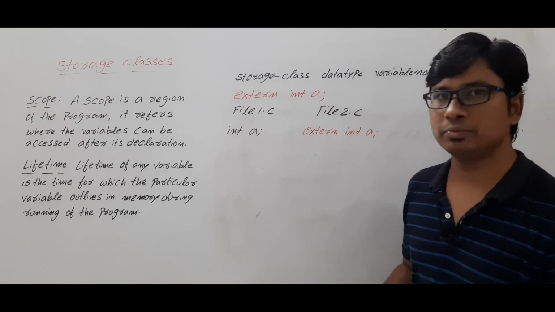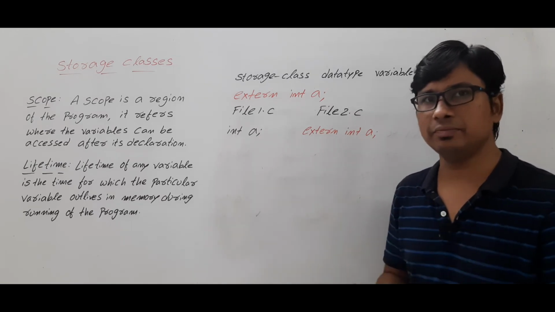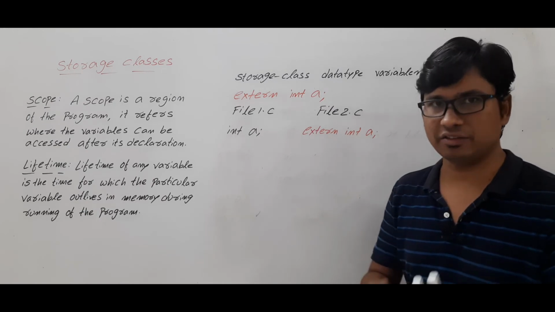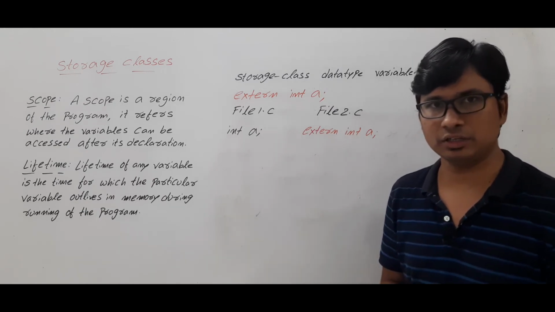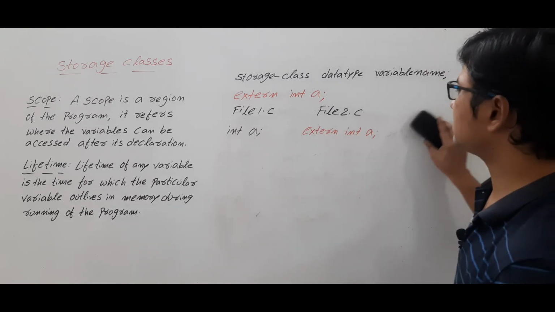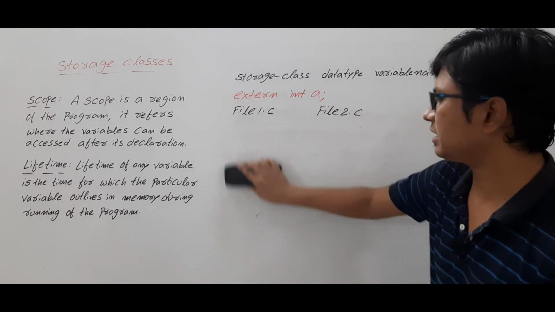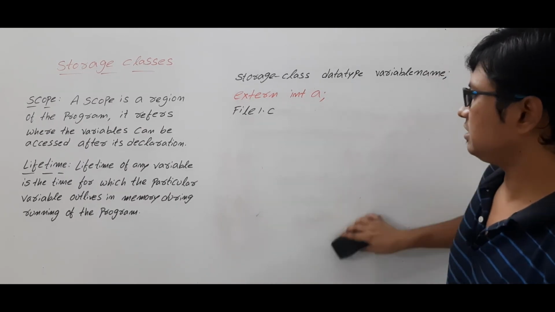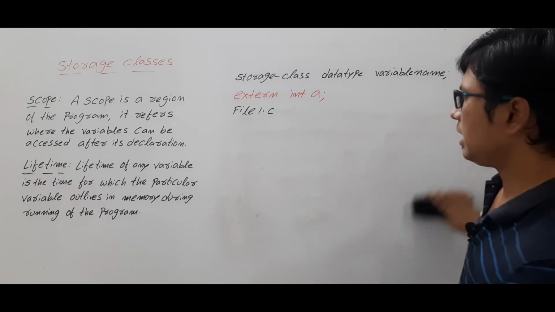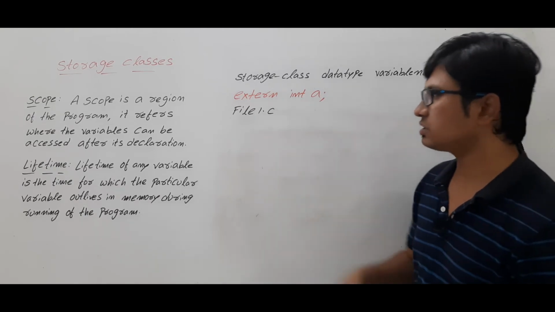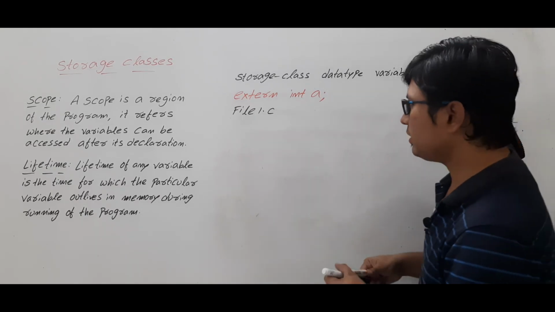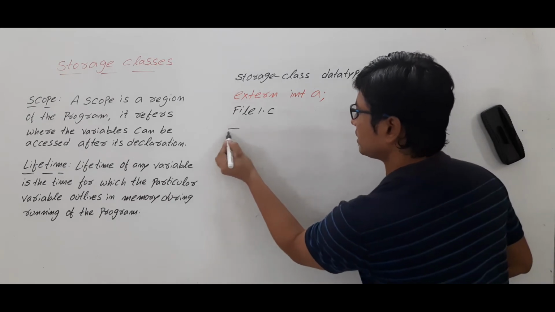These external variables, you can access them in several files or several programs. Is it clear? Are you able to understand? Let me discuss with a simple example for better understanding. First, let me write the file1.c. I have created two files, file1.c and file2.c. Let me write a small program for your better understanding.